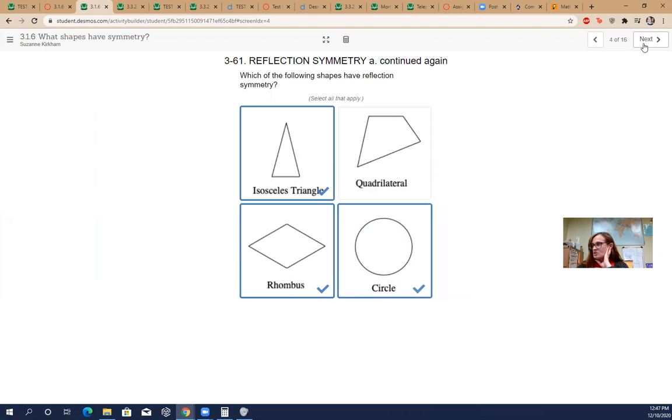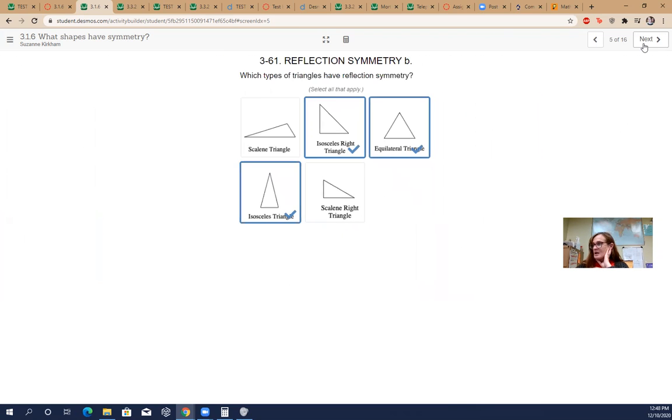Okay, and this page, I accidentally duplicated the previous page. So on this page, it says, which types of triangles have reflection symmetry? So we look at all 5 of these triangles, and the ones that we could fold in half and they would match up are the isosceles right triangle, an equilateral triangle, and an isosceles triangle. The scalene triangles, scalene basically means that none of the sides are the same. So hopefully that will help you.